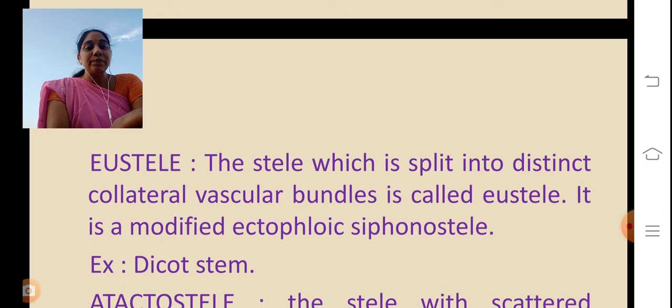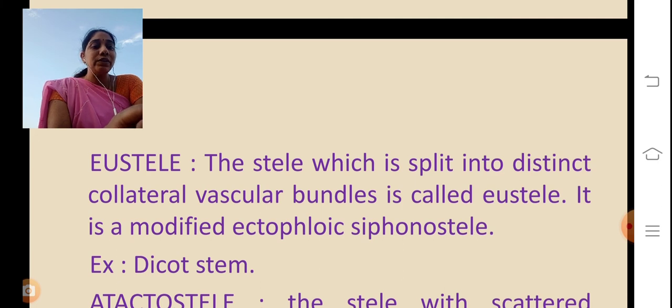Example, dicot stem. In ectophloic siphonostele, what can we observe? Center pith, then xylem, and on outer side of xylem, phloem. So in the eustele also you can see the xylem towards the inside, phloem towards the outside, and there is a pith at the center. But here the stele is in the form of distinct collateral vascular bundles. So this is called eustele, and this type of eustele is present in dicot stem.